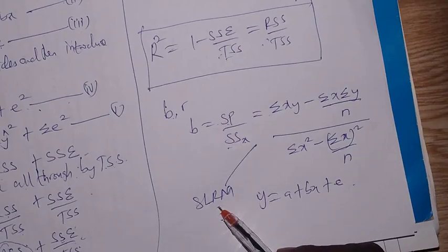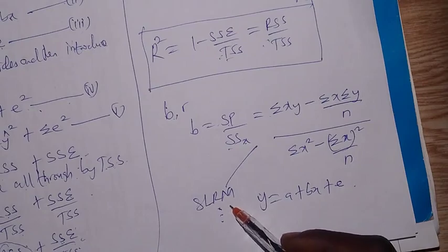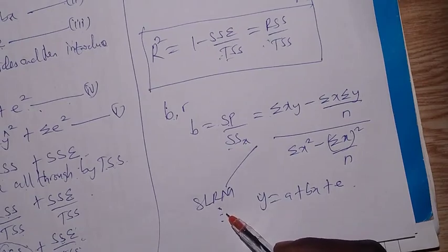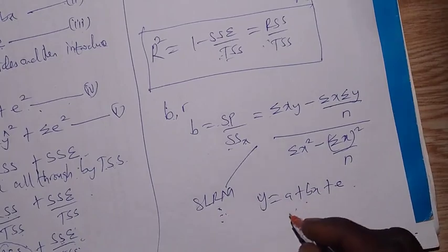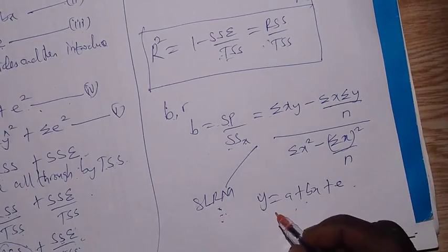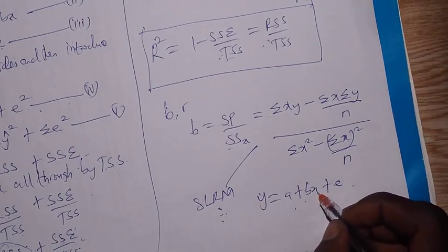Just like in English, we have types of sentences. We have simple sentence, complex sentence, compound complex, etc. Why is this simple? He is a student. This is a simple sentence. Why? Because it has only one verb. Here you are saying simple linear regression model. Why is it simple? Because we have only one independent variable.